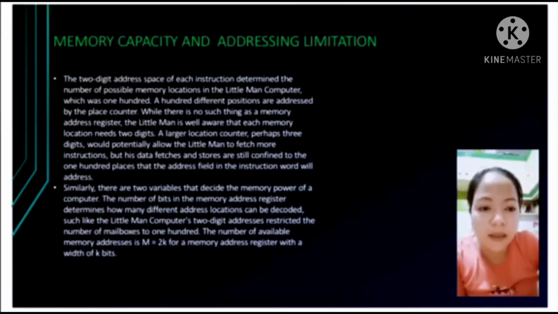Memory capacity and addressing limitation. The 2-digit address space of each instruction determines the number of possible memory locations in the Little Man Computer, which has 100 different positions addressed by the location counter, while there is no such thing in a memory address register. The Little Man is well aware that each memory location needs 2 digits, and a larger location counter, perhaps 3 digits, would potentially allow the Little Man to fetch more instructions, but his data fetch and store are still confined to the 100 places that the address field in the instruction word will address.